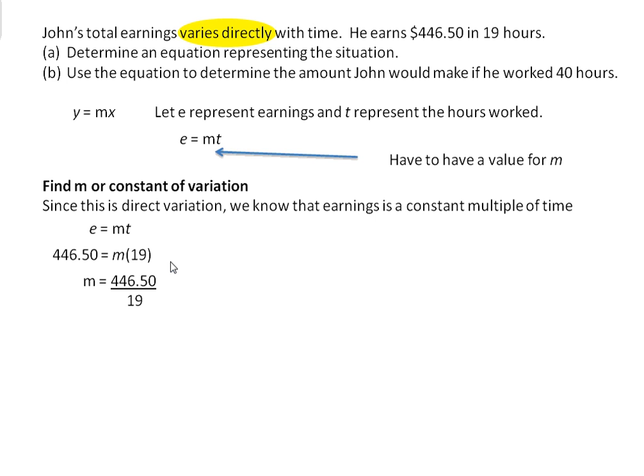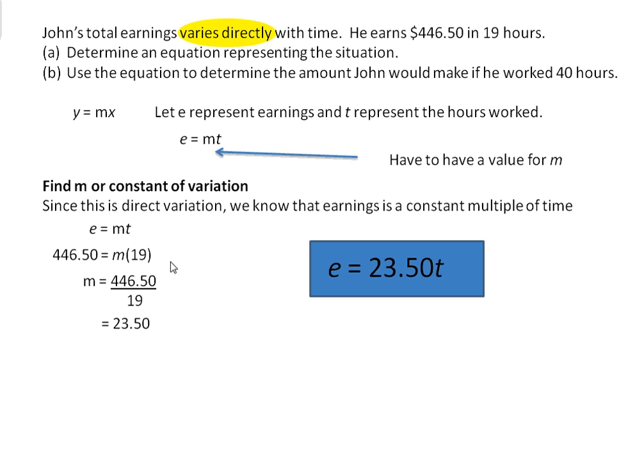Rearranging, we get that m is equal to 446.50 over 19. We get that m is equal to 23.50. So what this is saying is that the slope is 23.5, or that the rate of change is $23.50 per hour. So we say that the equation representing John's total earnings is E equals 23.50T. So his earnings are going to be $23.50 times every hour he works.